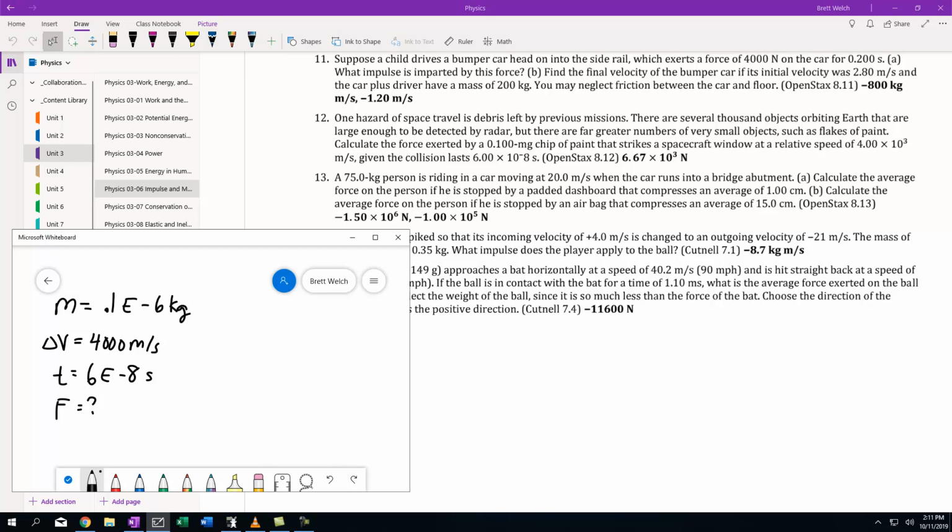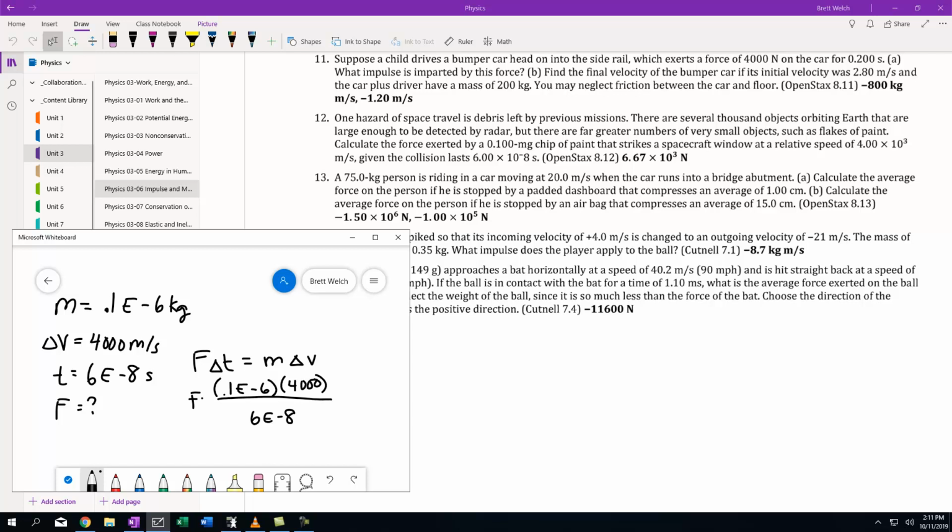So in the world of momentum, we know that F delta T equals M delta V. And so our F would equal the mass 0.1 E negative 6 times the change in velocity of 4,000 divided by the time. I'm just going to divide that time over, 6 E negative 8.